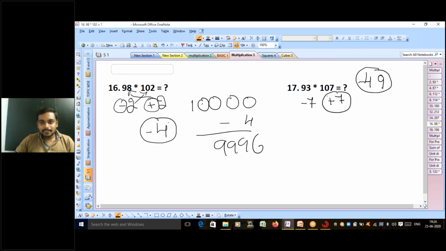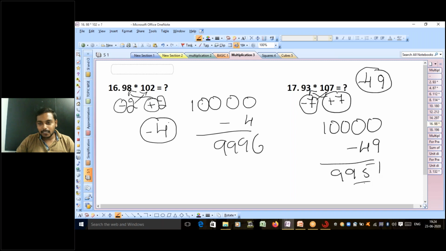Just add 7 to 93 or just subtract 7 from 107. You will get 100. Just put 2 zeros after 100 and then you have to subtract 49. So the answer will be 9951.